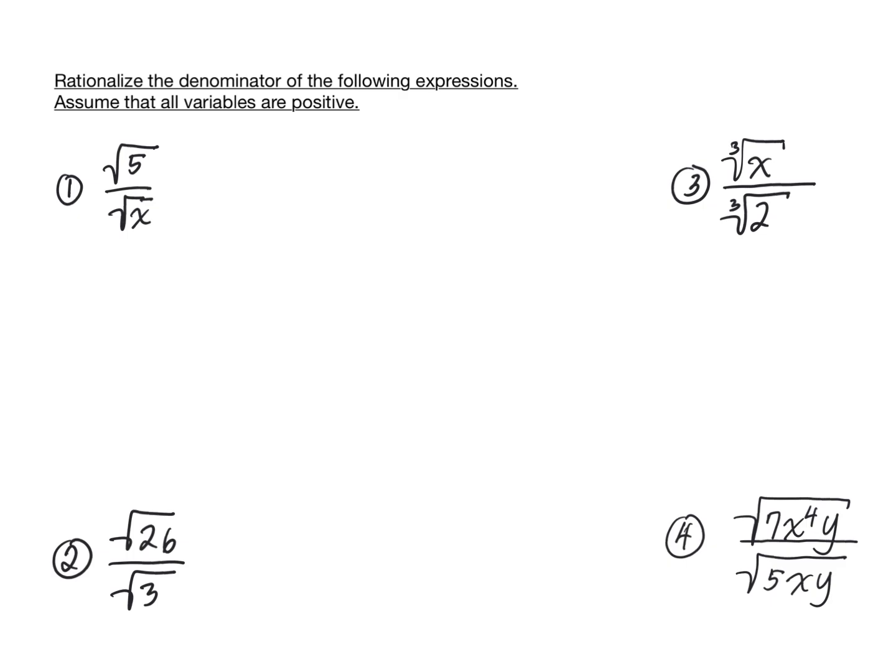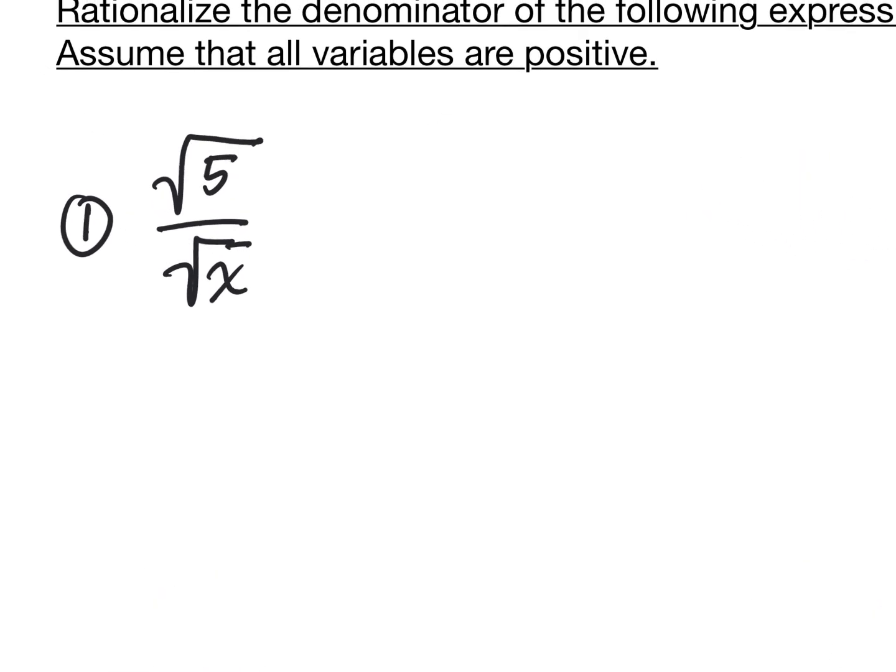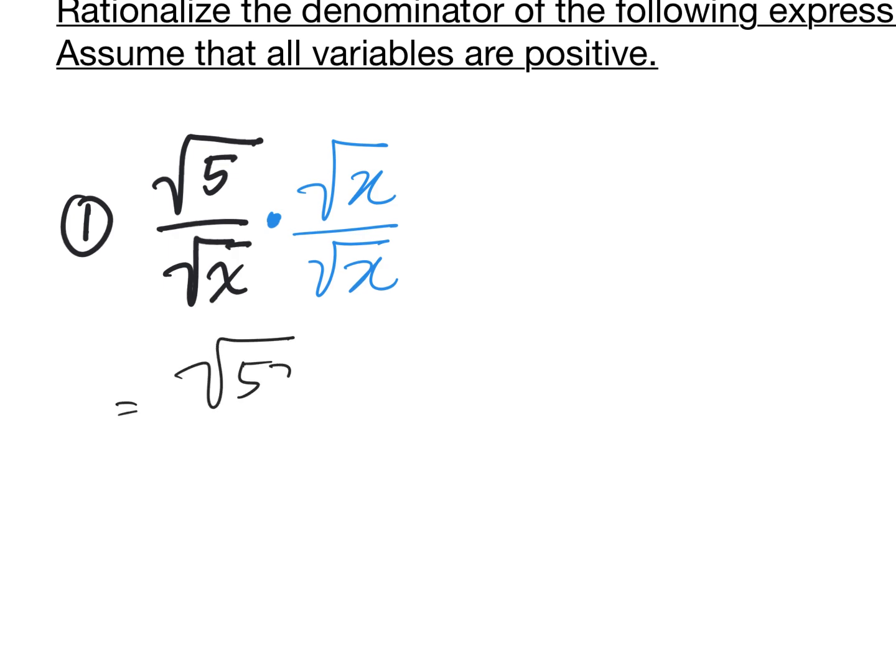Rationalize the denominator of the following expressions. Assume that all variables are positive. Okay, let's look at number 1. So I'm going to rationalize this using the value of our denominator, which is root x. Okay, then we're going to multiply them together and simplify them. So this is going to give you root 5x all over x squared.